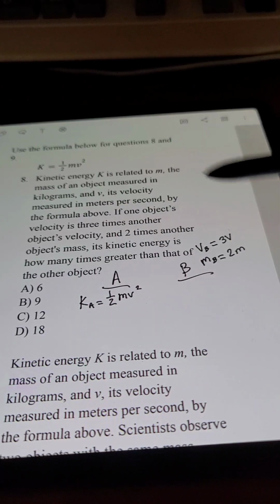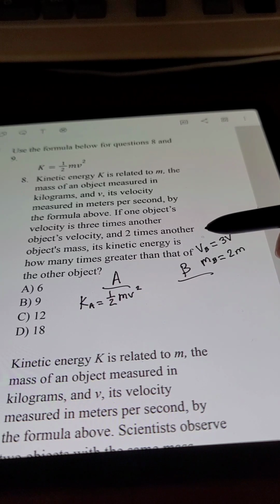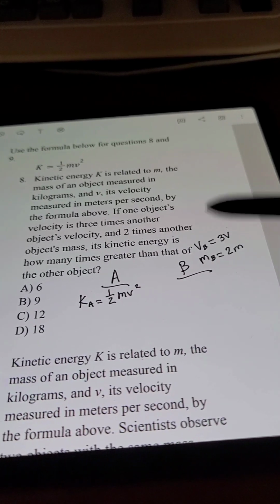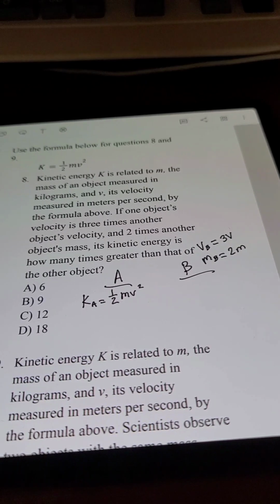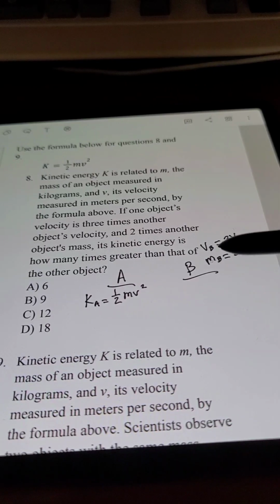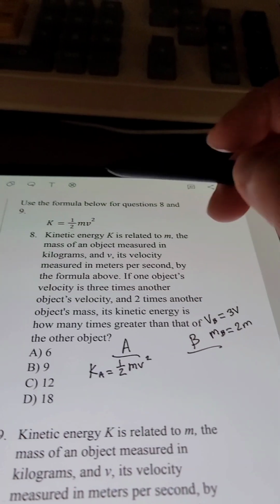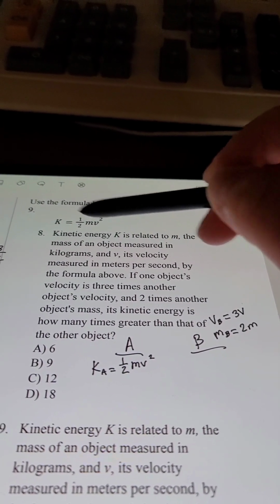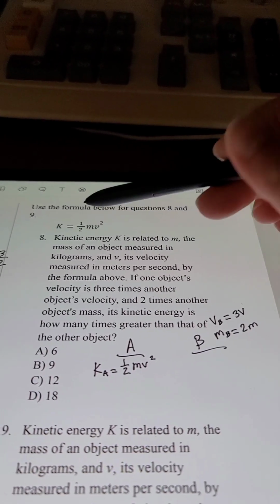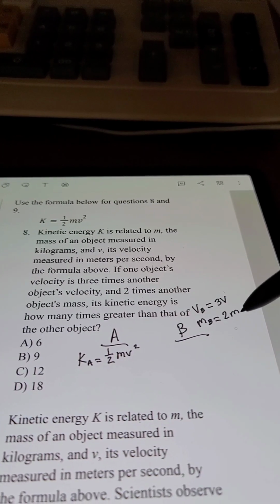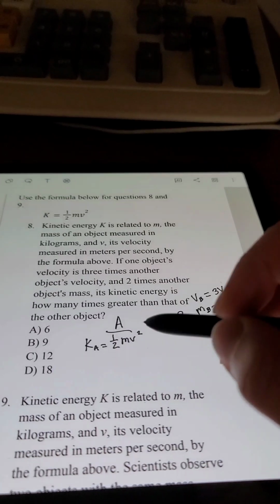Its kinetic energy is how many times greater than that of the other object. So we want to figure out how many times greater the kinetic energy is for B, essentially. So let's write out this scenario using the general equation. Remember, this is the general equation. We just have to be specific about what type of kinetic energy, if it's A or B's kinetic energy. Same thing for the mass. The mass is the mass for B, so it has to be equal to 2m, 2 of the original reference's mass for object A.